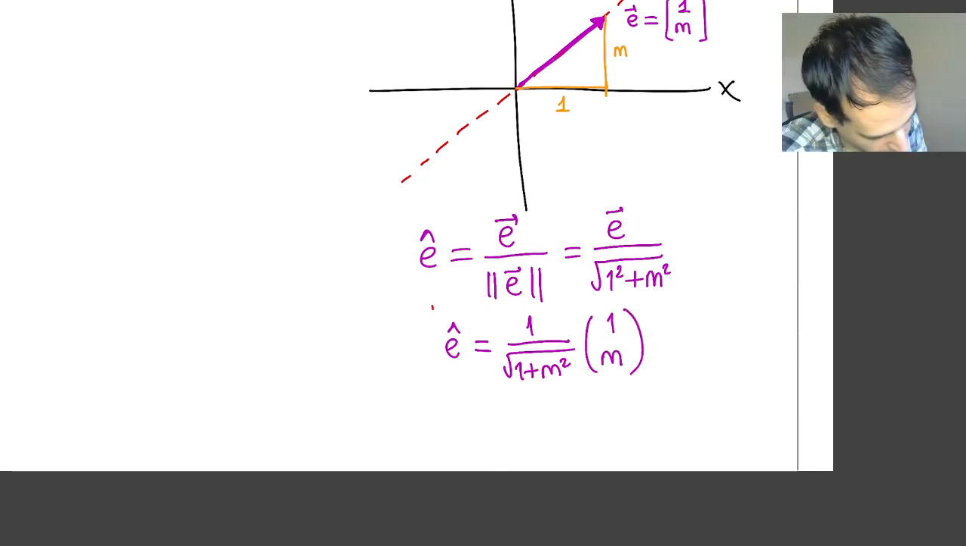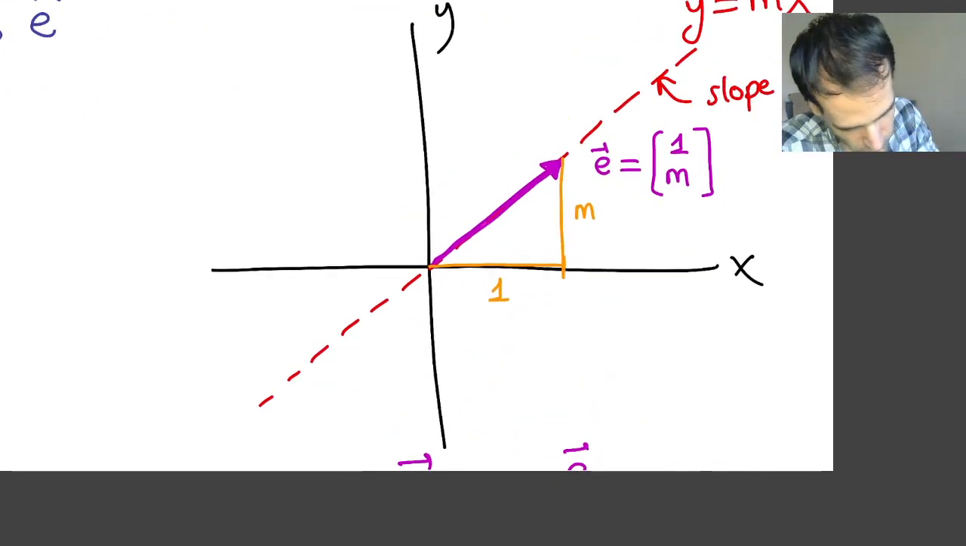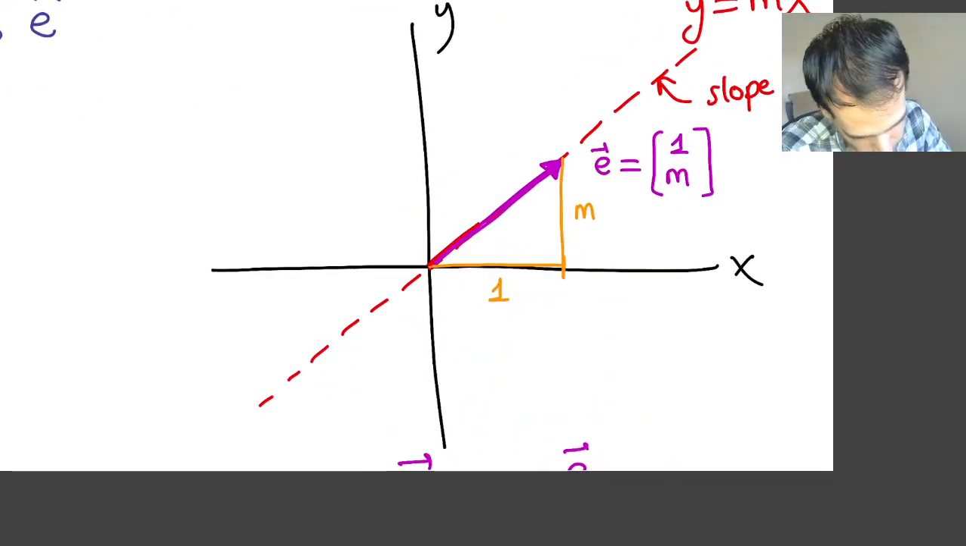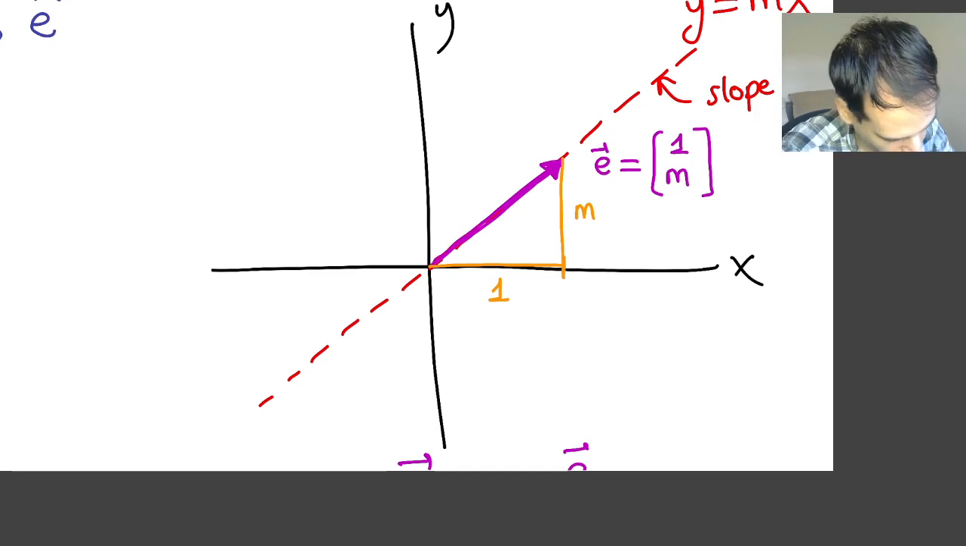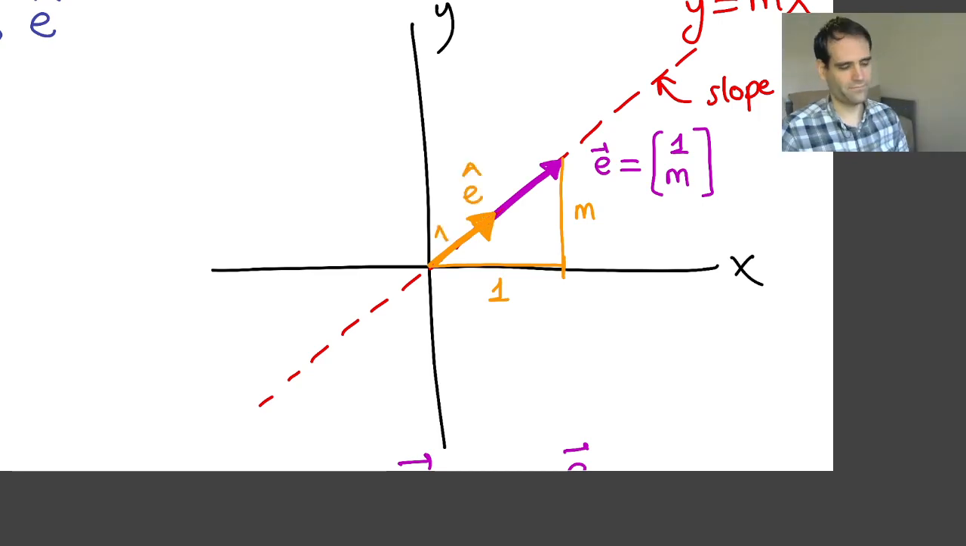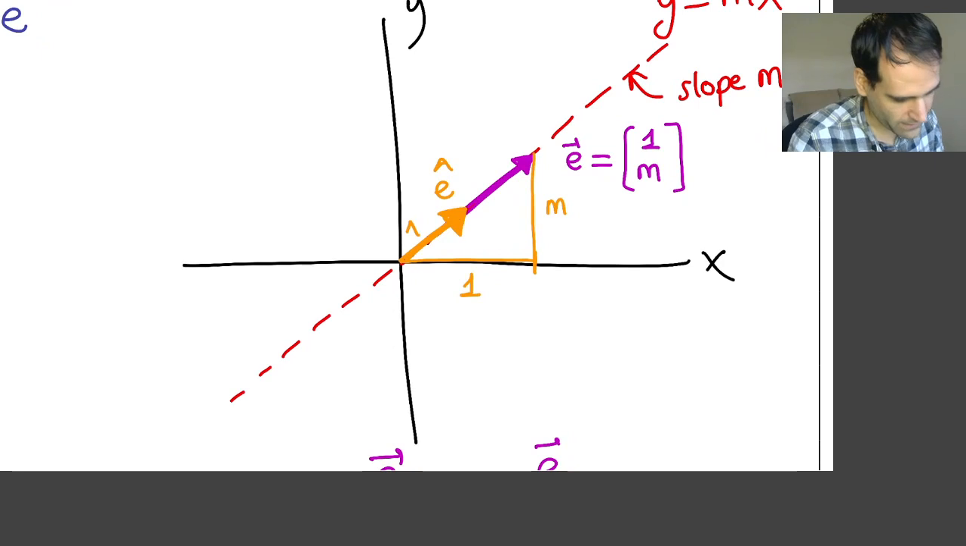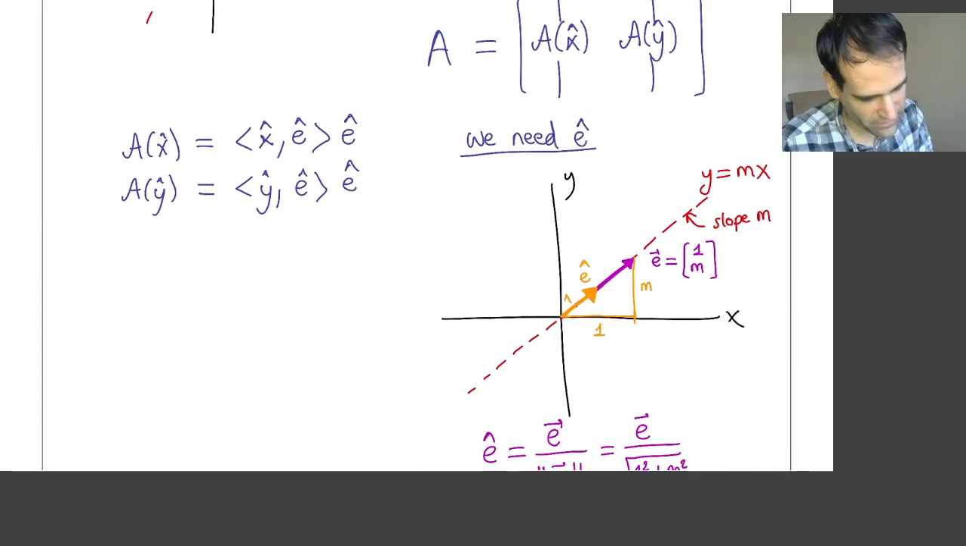And this is the vector E hat, which in our drawing would correspond to a vector, for example, this one that has a unit length, and this would be E hat. So we scaled vector E down. Okay, so that's our E hat, which we can now substitute into our recipes.